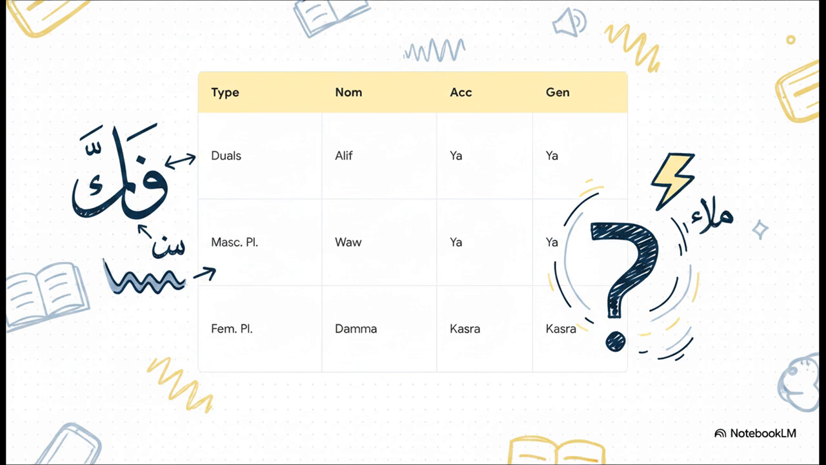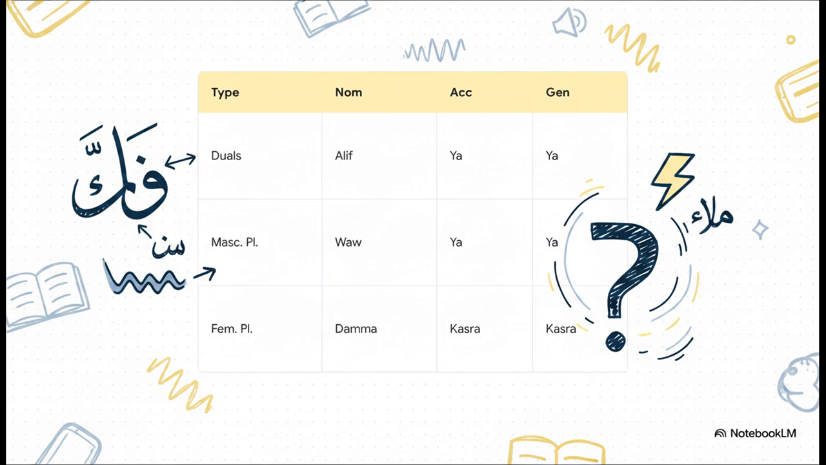But what about the true rule breakers? The words that completely reject the default vowels and swap them out for entire letters instead? Welcome to the VIP clubs of Arabic grammar. The crucial point here is that certain categories of words have their own highly exclusive inflection signatures. Take duals, words referring to exactly 2 things. They totally drop the standard vowels. Instead, they use an aleph for the nominative case and a ya for both the accusative and genitive.